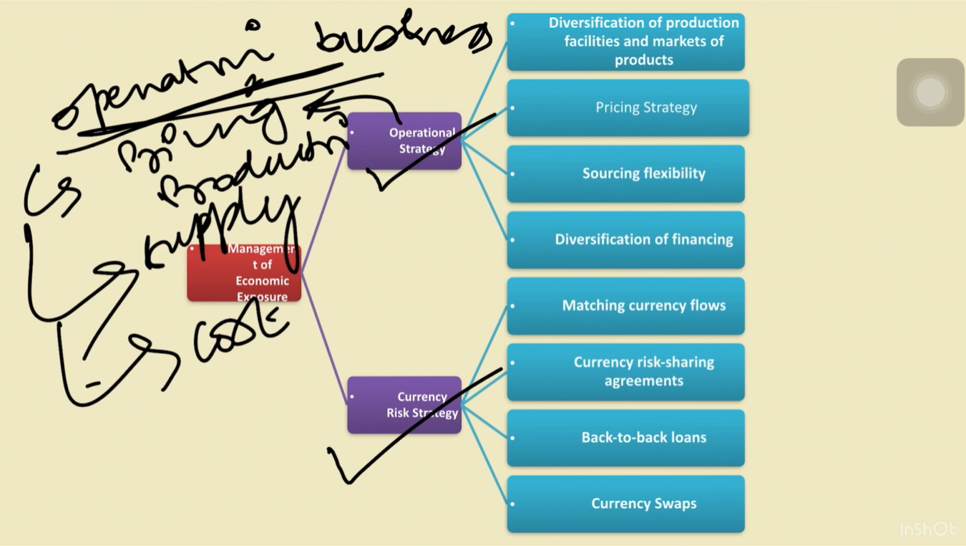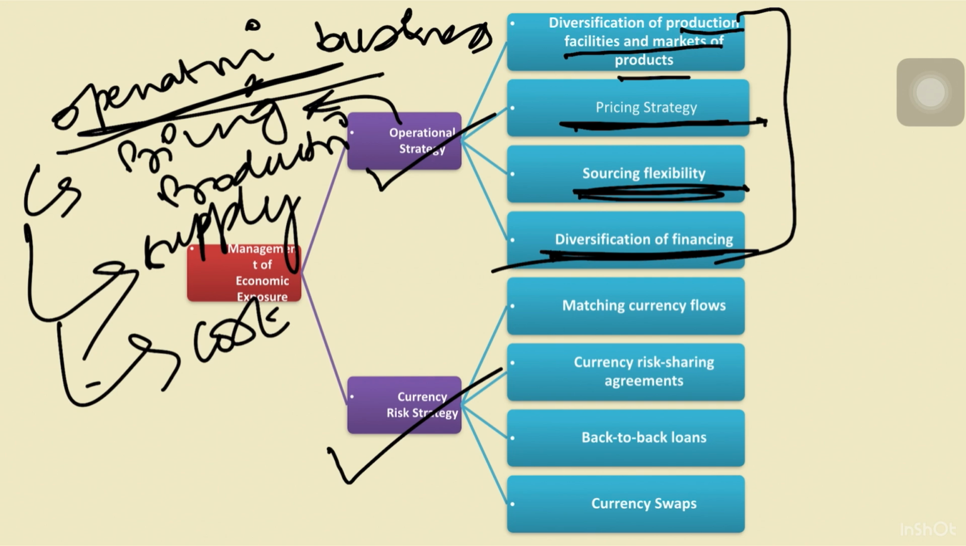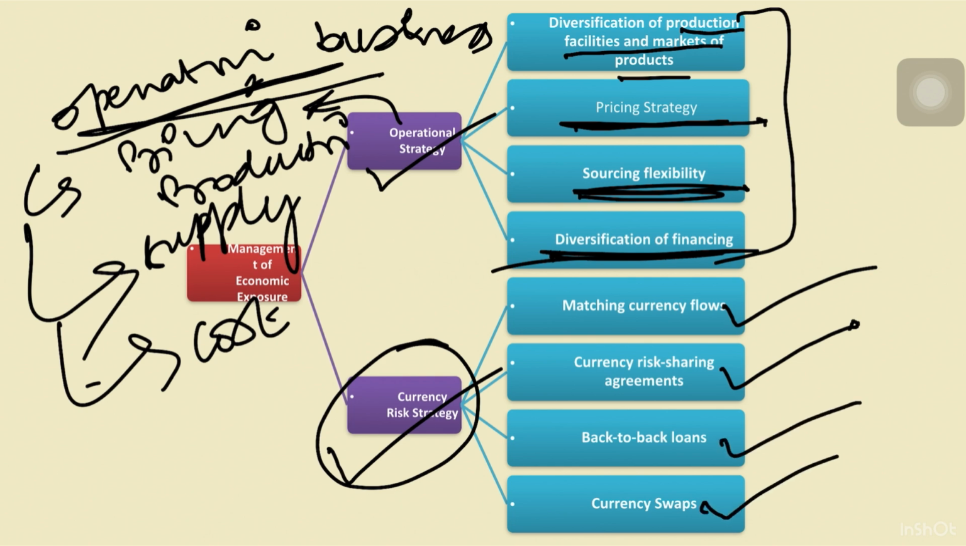So these are the strategies. We have diversification of the production facilities and markets of the product, then the pricing strategy, then sourcing flexibilities and diversification of the financing. So these are your operational strategies. And in currency risk strategies, how do we do so? By managing one currency against another country's currency. So we have matching currency flows, currency risk sharing agreements, back-to-back loans and currency swaps. We are going to discuss this one by one, right?